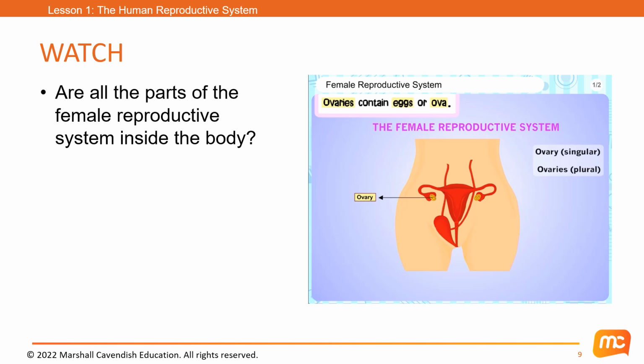Now, the next question. How does an egg travel after it is released by the ovary? Very good. The egg is carried by the oviduct to the uterus. Now, what is the function of the uterus? Yes, true. It is where the baby develops. So when your mom is pregnant, there is a little baby inside the uterus.